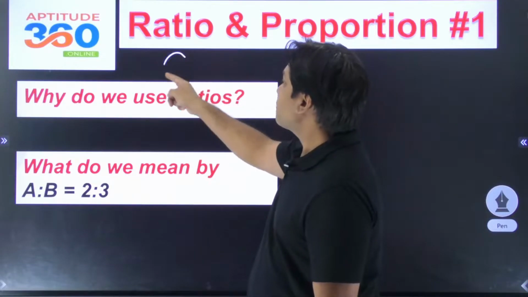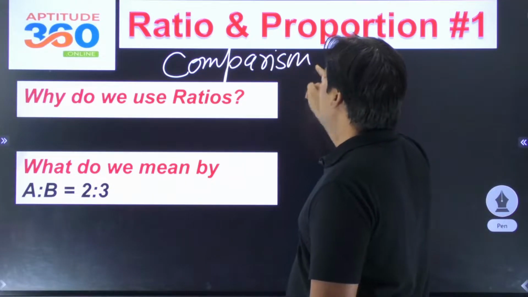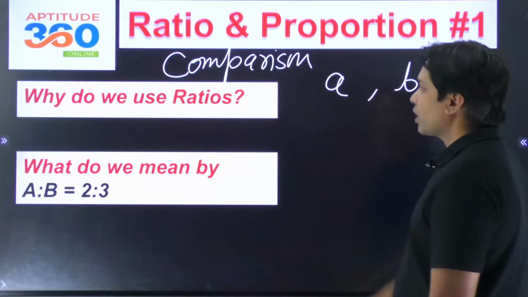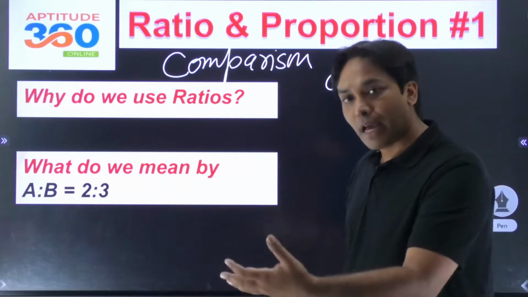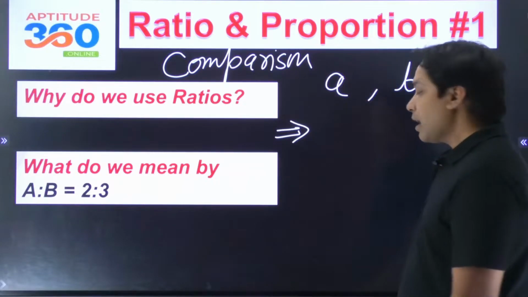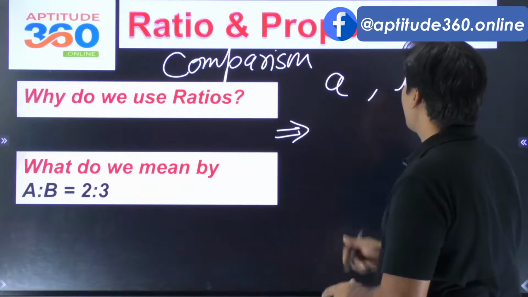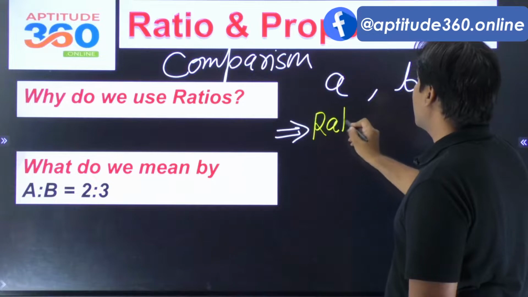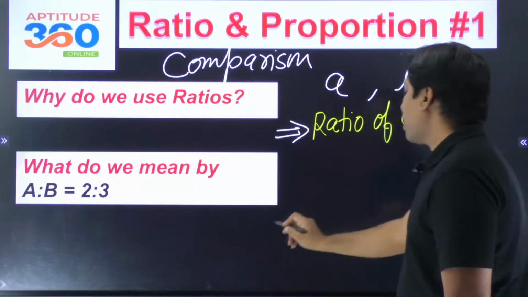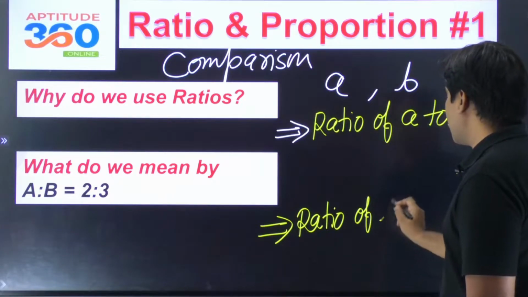We use ratios for comparison, isn't it? And what do we compare? We compare variables. Say for example I have got two variables only. We can compare two or more values, but if I have to do the comparison between these two variables, my first statement here is going to be the ratio of A to B, and the second one is the ratio of B to A.